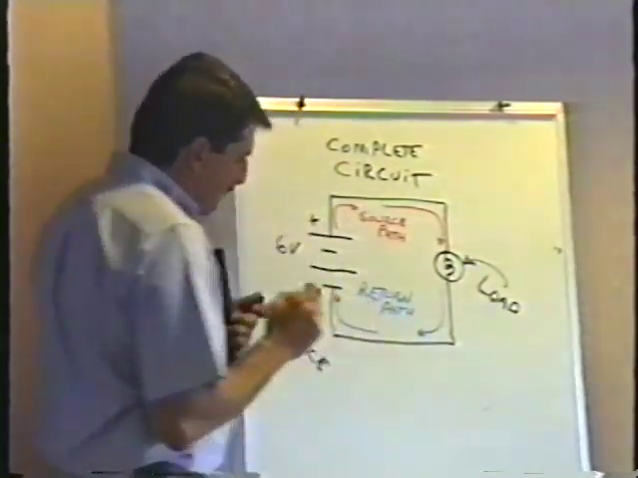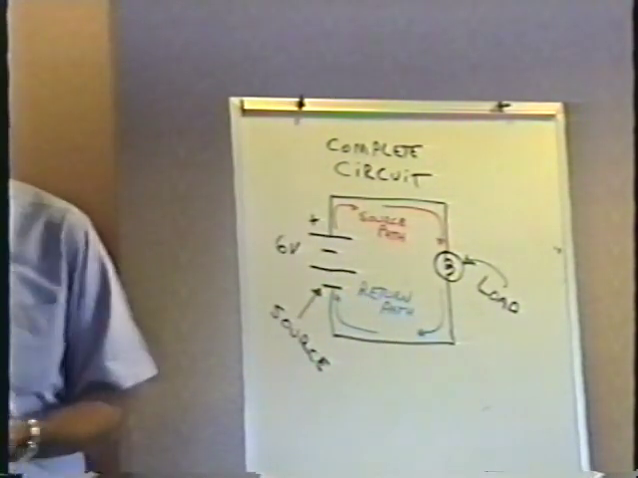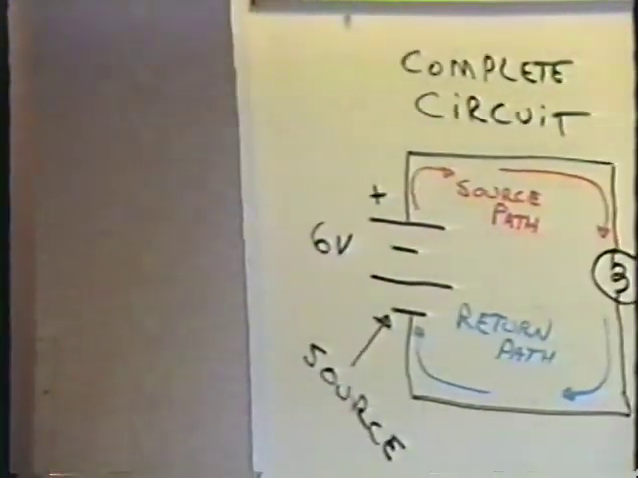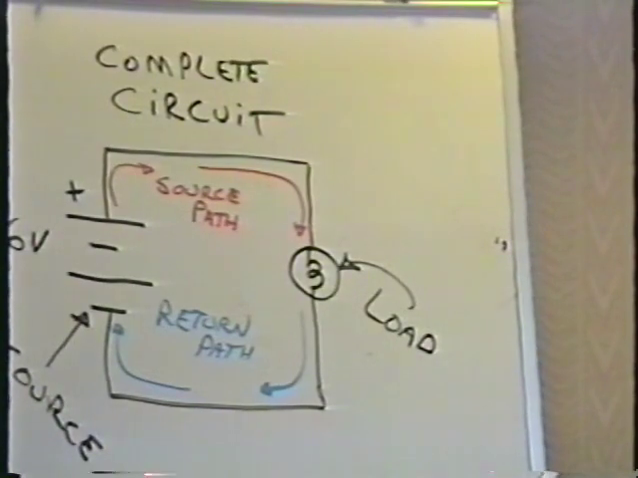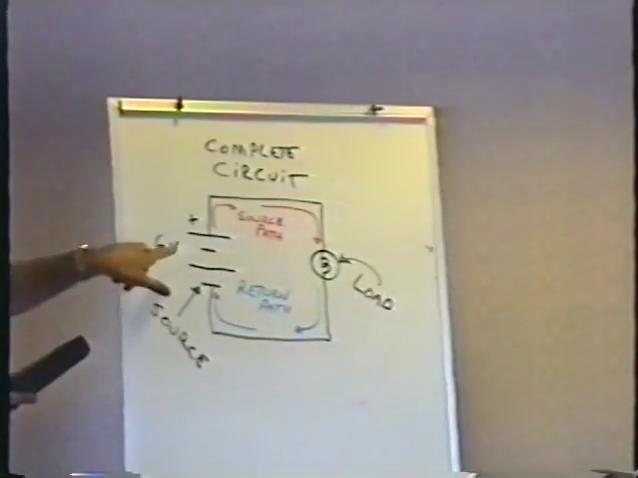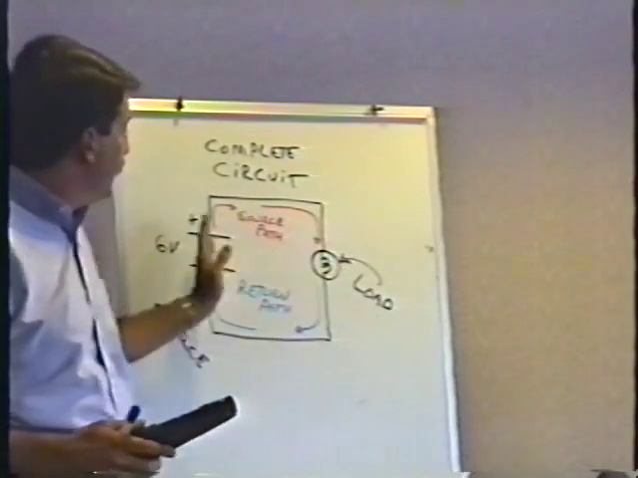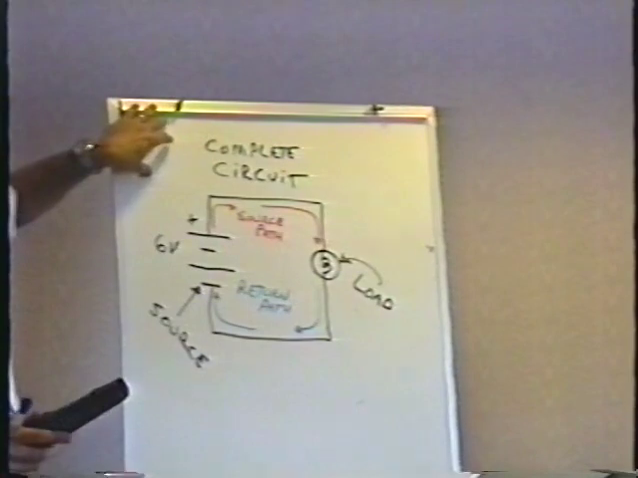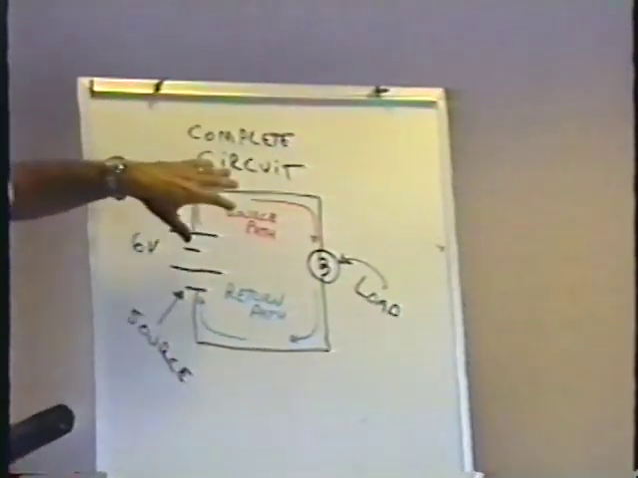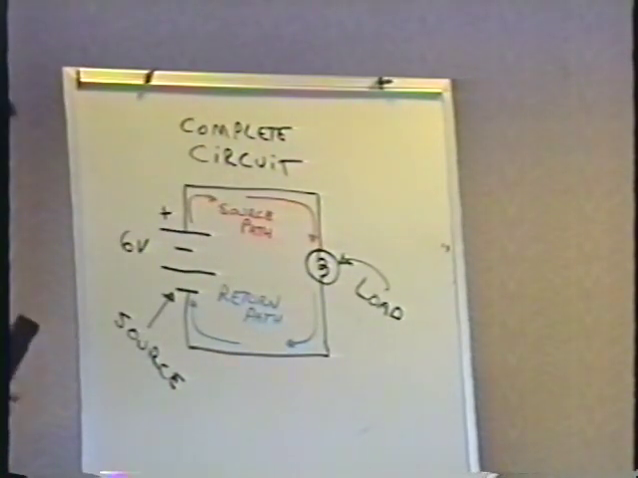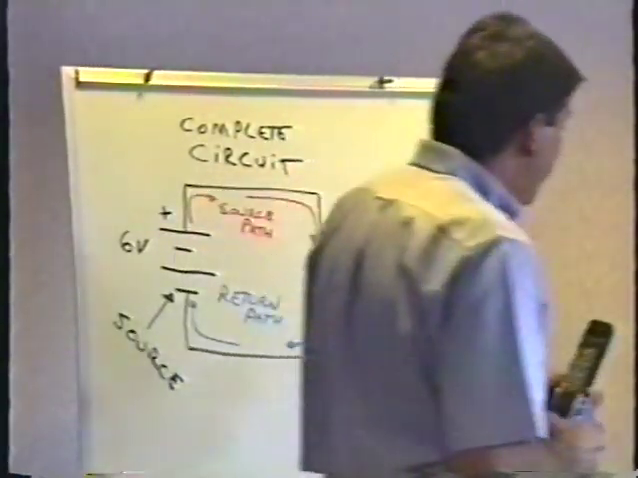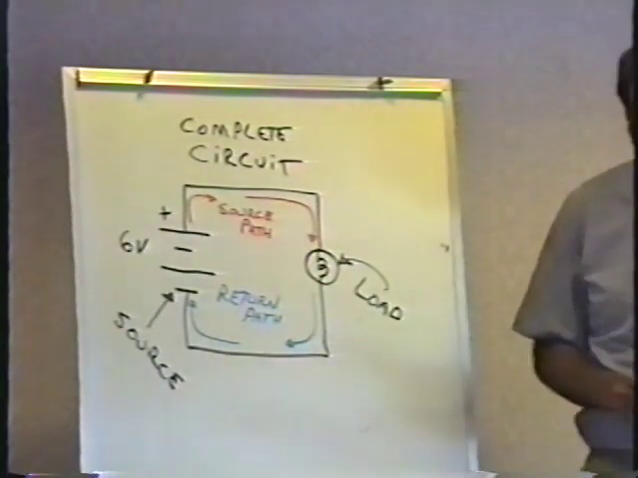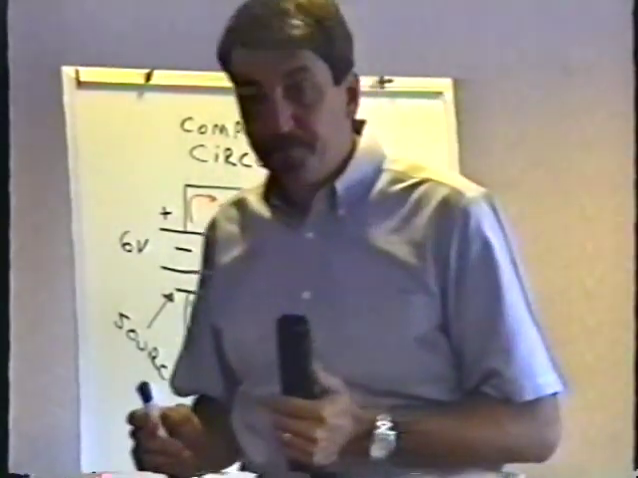We're going to talk a lot about source path and return path as we go through the class. And when you have the source, the load, the source path, and the return path, you have what we call a complete circuit. In order to have a complete circuit, you need to have all these things working for you. I mean, obviously, you wouldn't expect this thing to light up if there was just one wire hooked up. And all these things are a complete circuit.